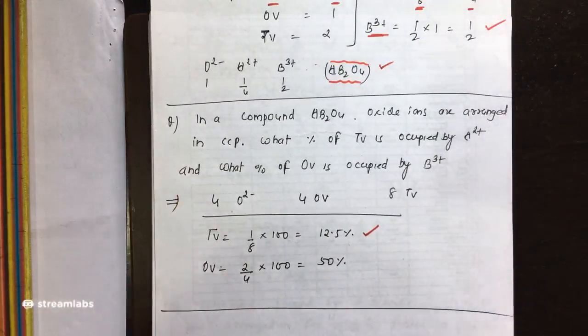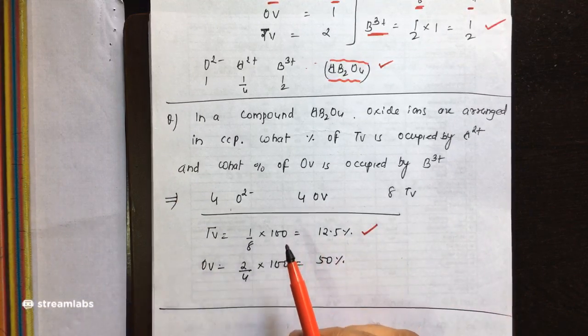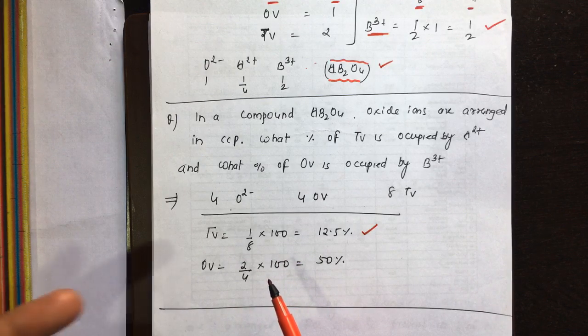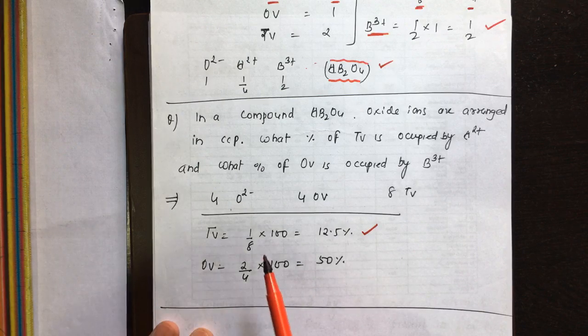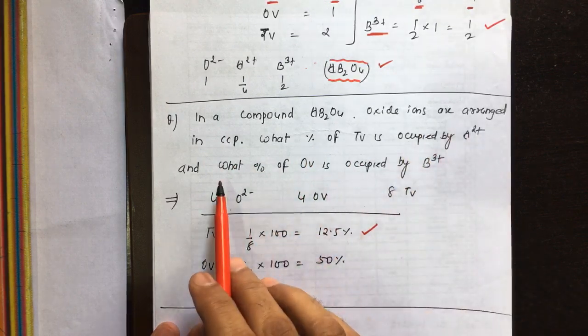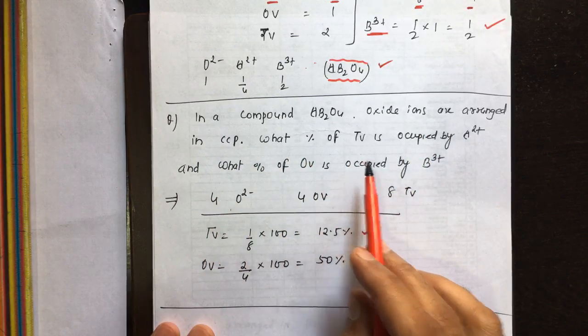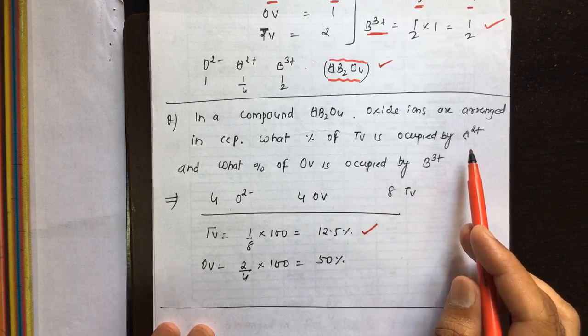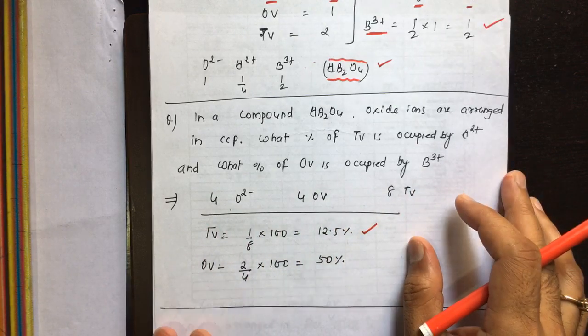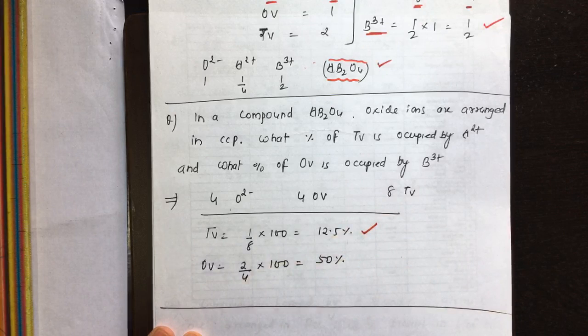Next we come to one more question dealing with this. In a compound, we come to the reverse of the question we just discussed. Earlier we determined the formula. Now we are determining the percentage occupancy of the tetrahedral and octahedral voids. We know the formula, and we are determining the percentage occupancy. So in a compound AB2O4, oxide ions are arranged in CCP. What percentage of TV is occupied by A2+, and what percentage of OV is occupied by B3+? I hope you have understood the question.